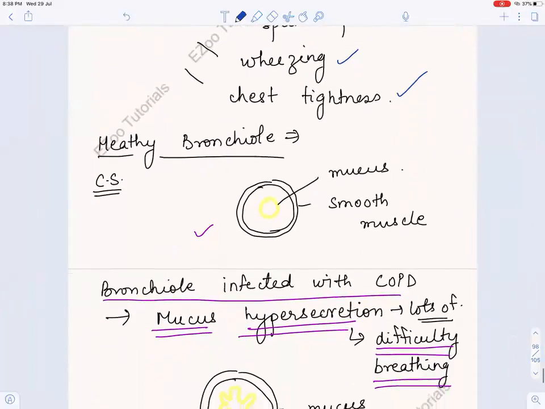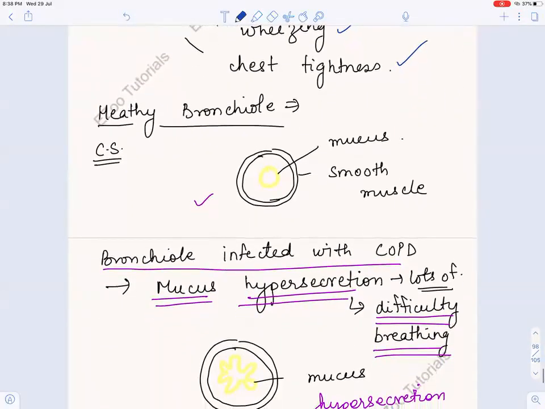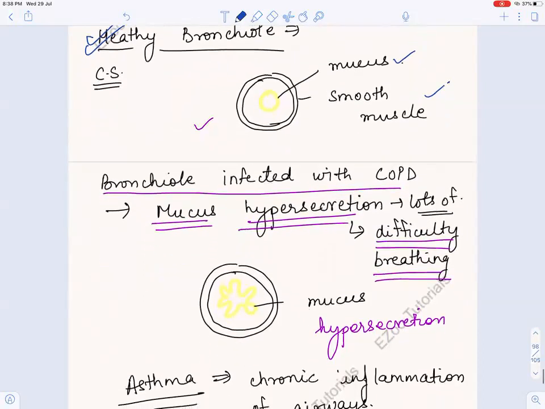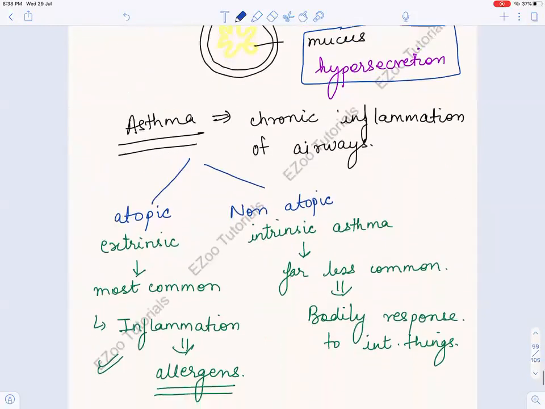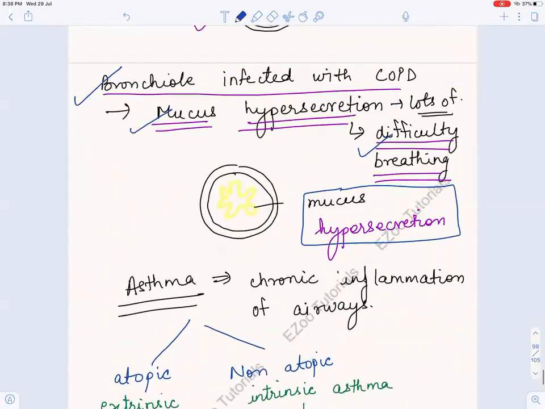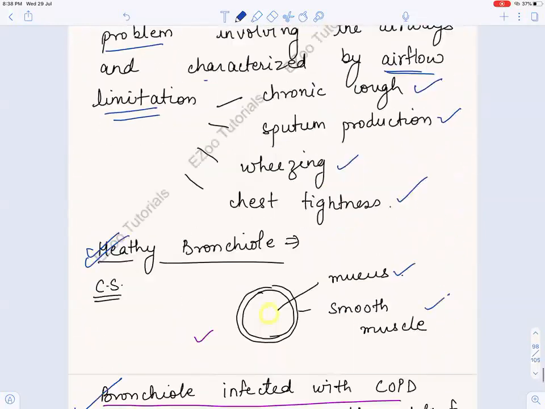Then we saw a healthy bronchiole and an unhealthy bronchiole that is infected with COPD. So what is happening in a healthy bronchiole? There is a very fine layer of mucus and smooth muscles. And what happened in the bronchiole infected with COPD? There was mucus hypersecretion, and there was a lot of difficulty breathing due to it. So this is the mucus hypersecretion that we saw, okay? And due to which there was difficulty in breathing, right? And they are known as, I told you, blue bloaters.